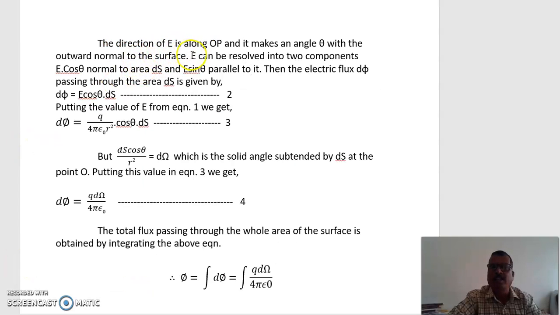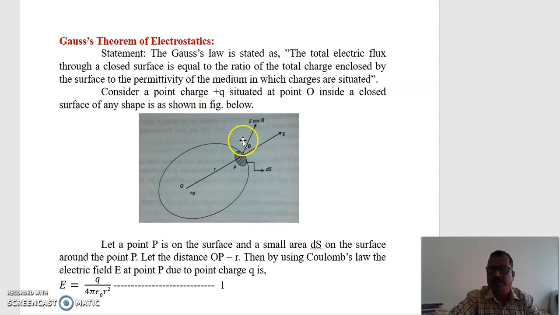Then the direction of E is along OP produced, and it makes an angle theta to the normal at the surface. E can be resolved into two components: E cos theta, which is along the normal, and E sin theta, which is the other component. Only the component E cos theta can be shown here.